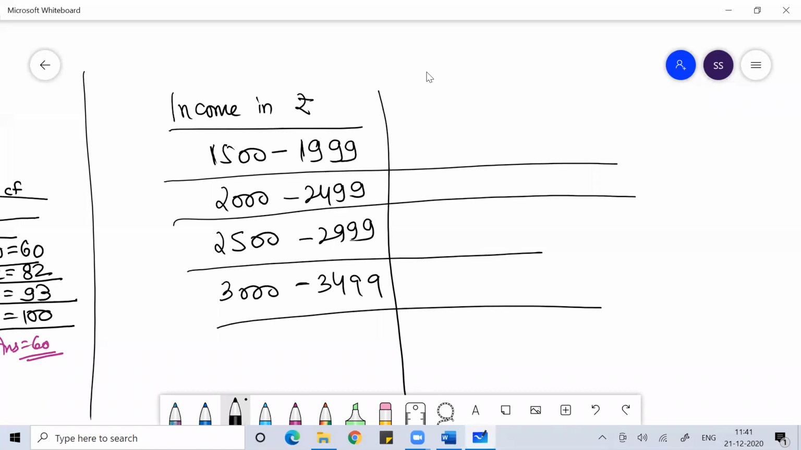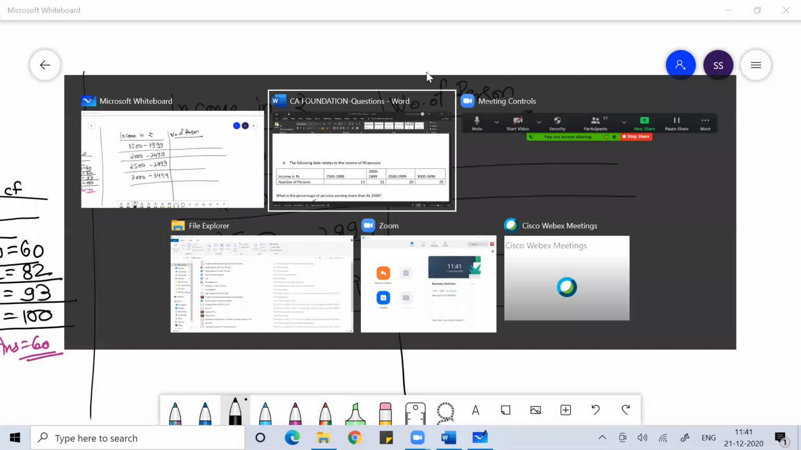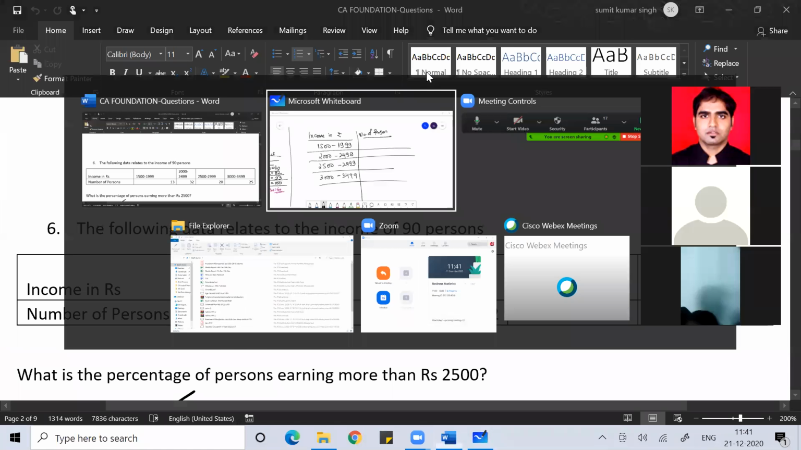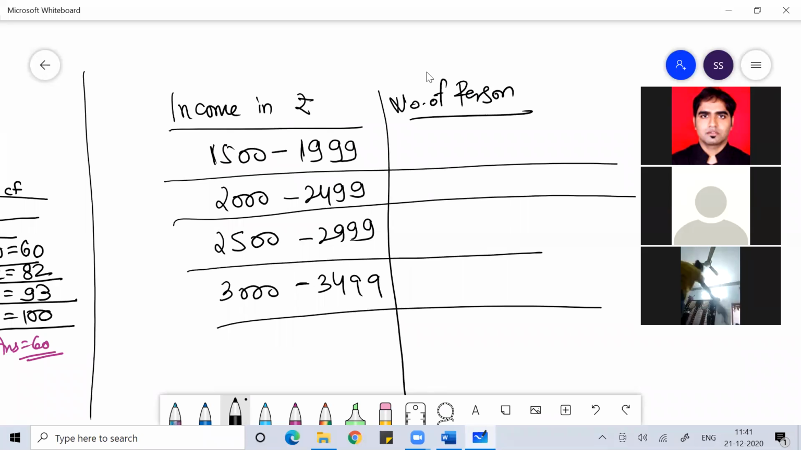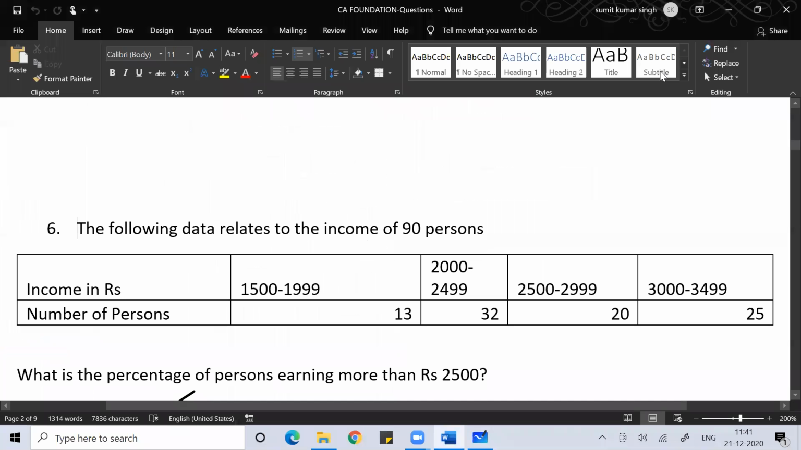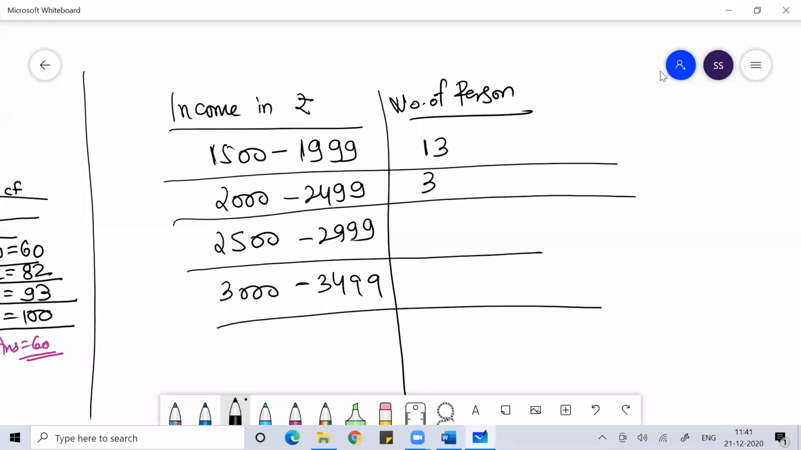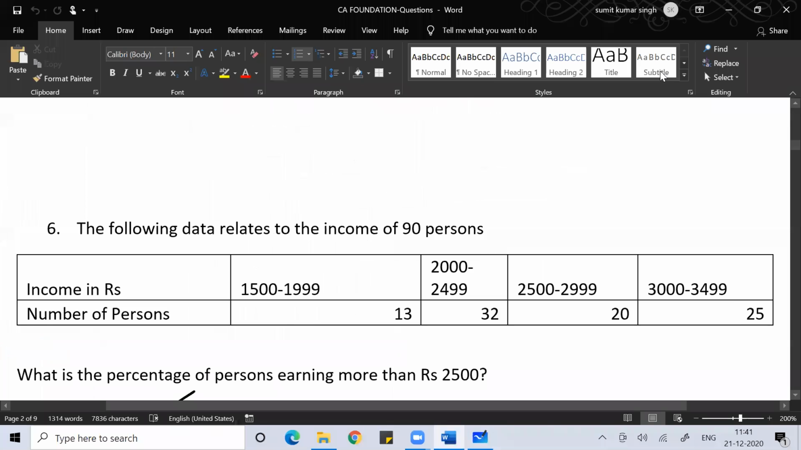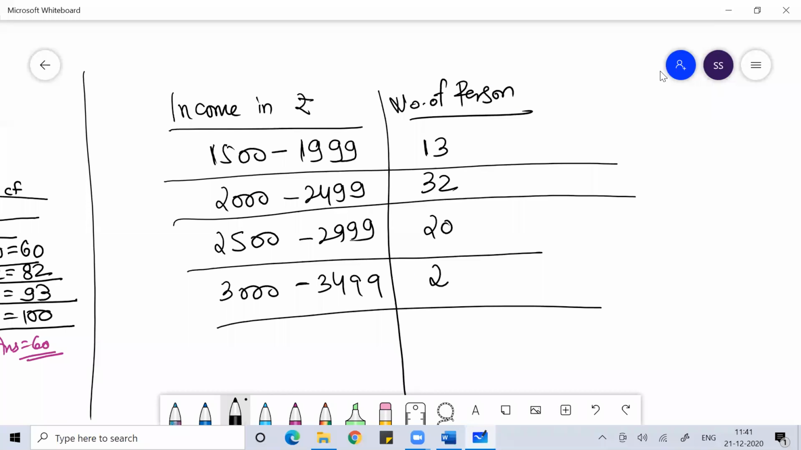Then the number of persons: 13, 32, 20, 25. So this is the question.